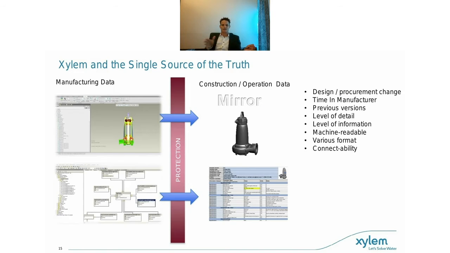So how do I see it for Xylem? We have manufacturing data, a lot of it. It's very precious to us. It's our single source of the truth. And for us to make BIM work, we need to make a mirror of that, which is fit for construction, which is fit for design, and which is fit for operation.